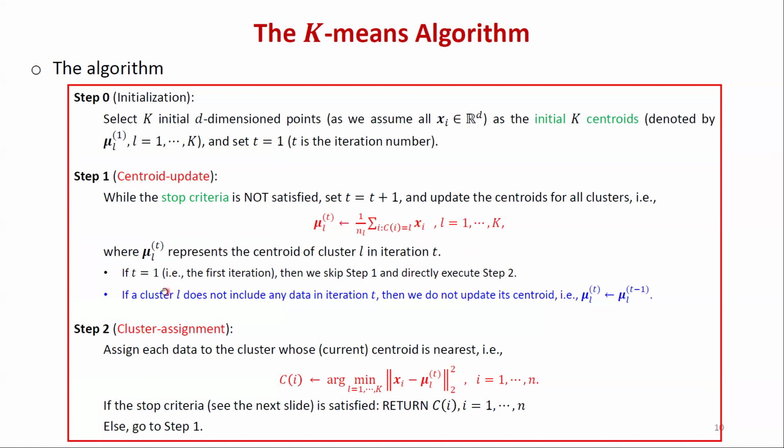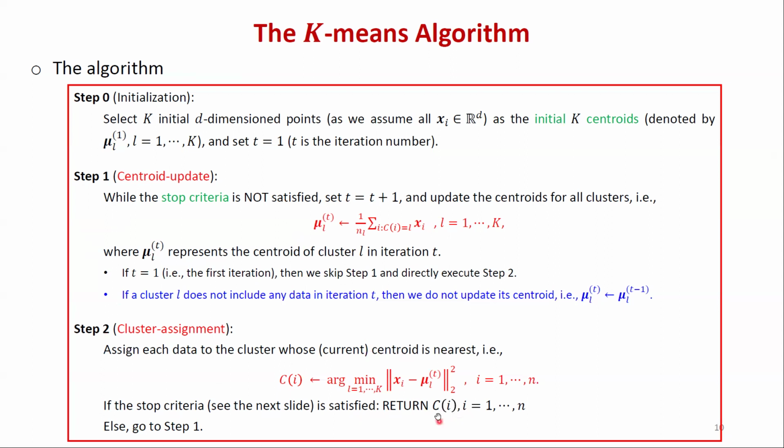So here are some simple things. When it's the first iteration, you can just skip this step and go to step number 2. Otherwise, if a cluster does not include any data, then we do not update its centroid. And then after step 1, I do step 2, which is cluster assignment. I assign each data point to the cluster whose current centroid is the nearest. I repeat these two steps, step 1, step 2, step 1, step 2, until the stop criteria is satisfied. When the stop criteria is satisfied, we're finished.